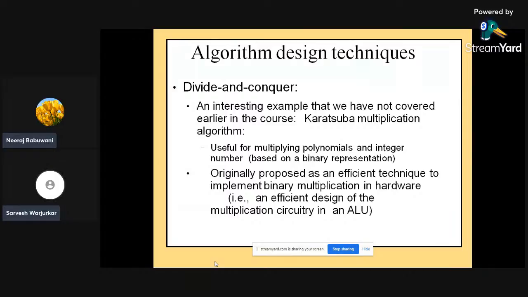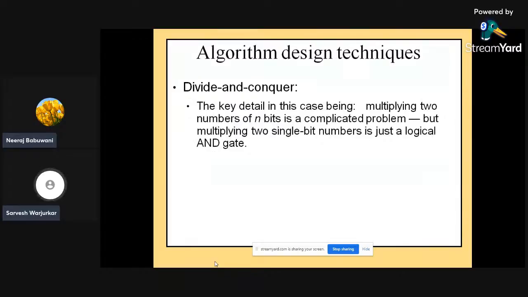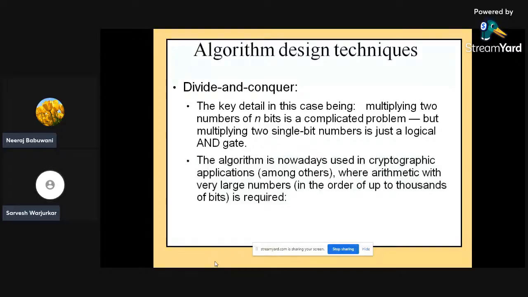Karatsuba originally proposed an efficient technique to implement binary multiplication in hardware. It is very useful for multiplying polynomials and integer numbers, and we can also go with the help of the Karatsuba multiplication algorithm. The key detail in this case is that multiplying two numbers of n bits is a complicated problem, but multiplying two single bit numbers is just a logical AND gate. The algorithm is nowadays used in cryptographic algorithms.